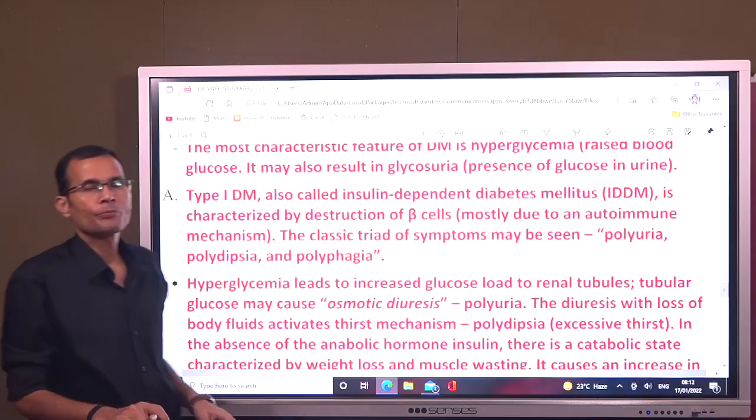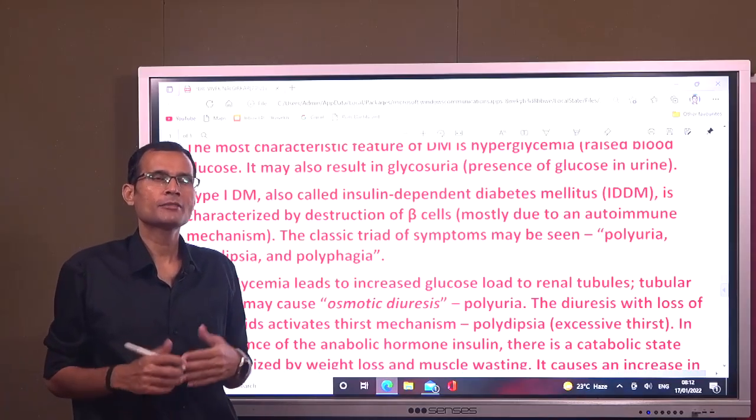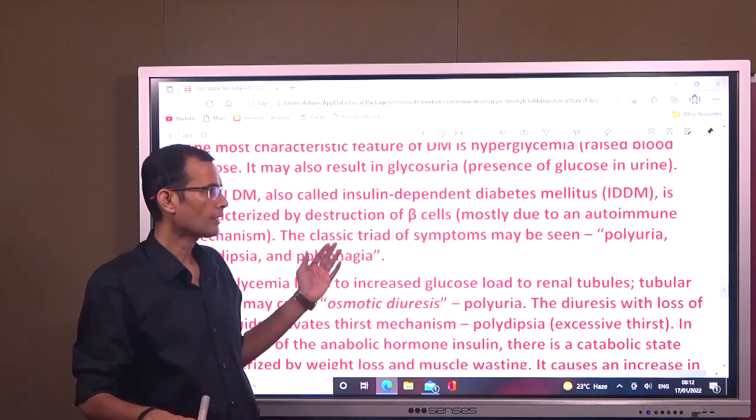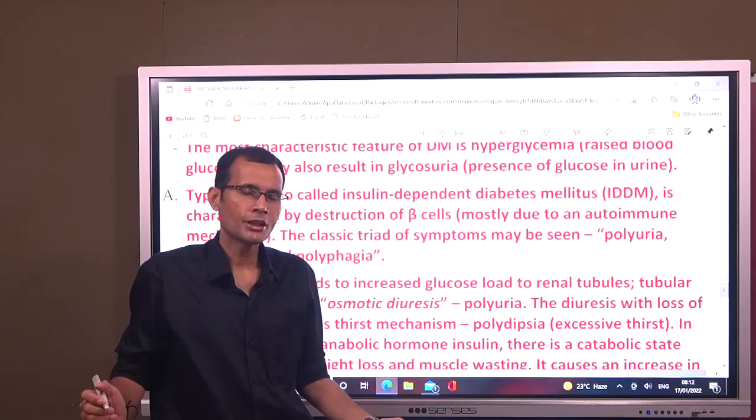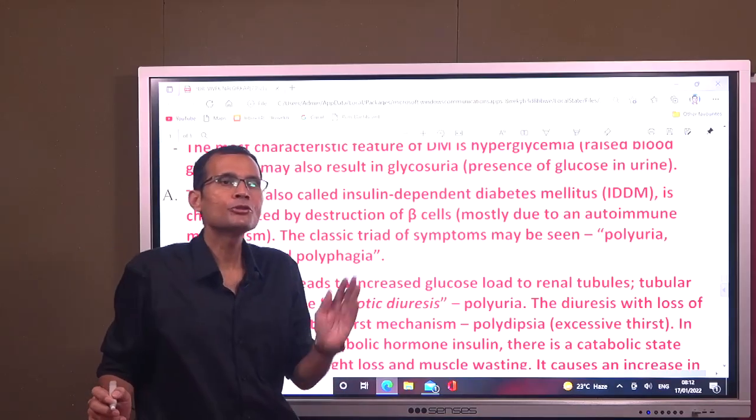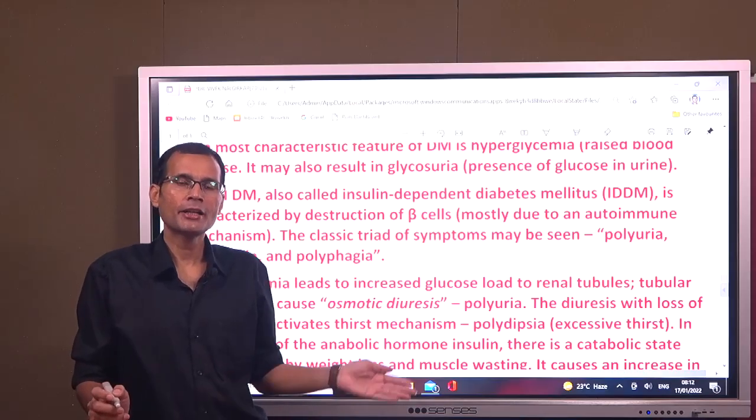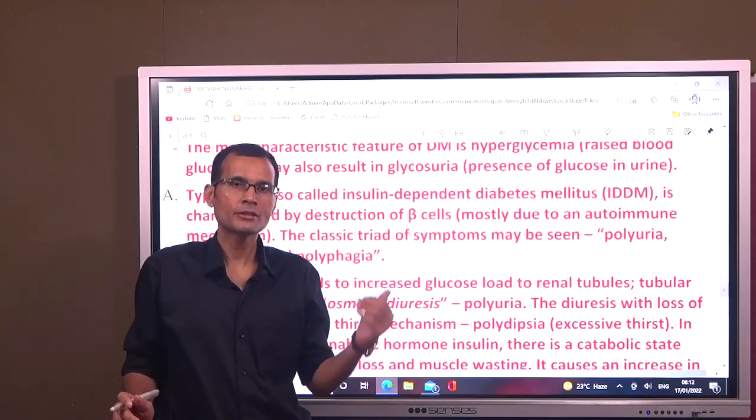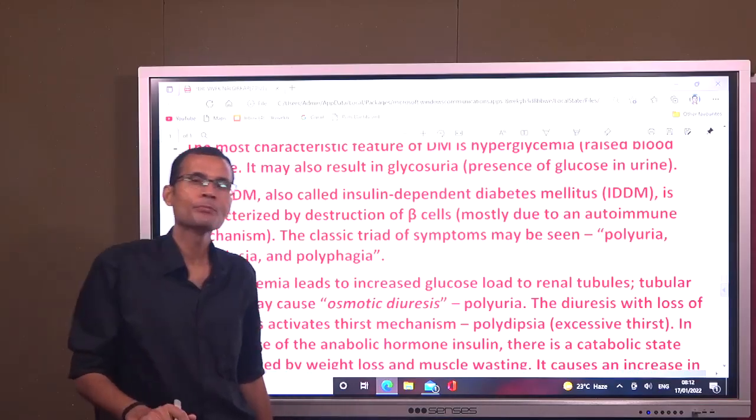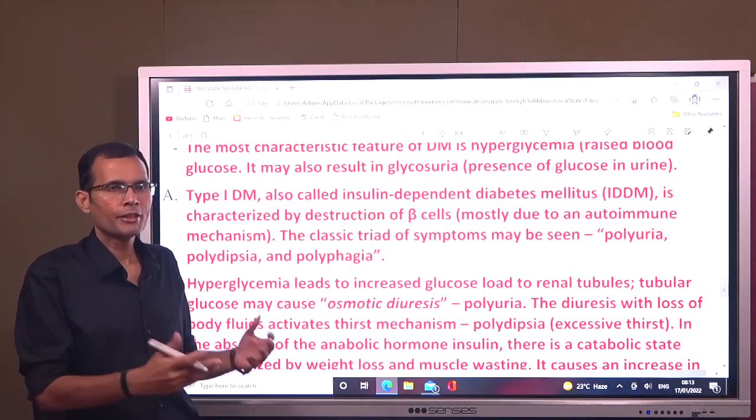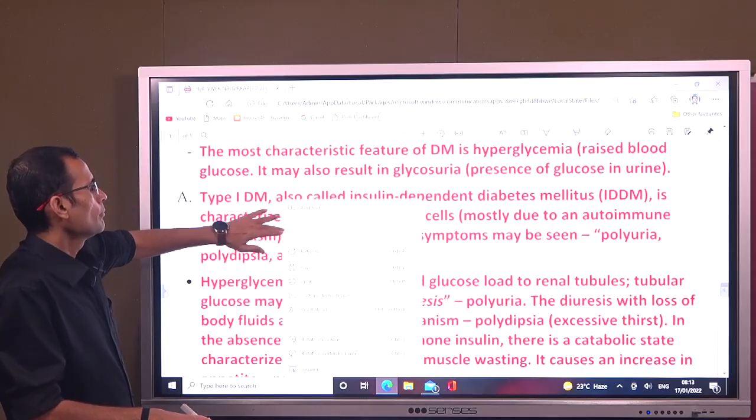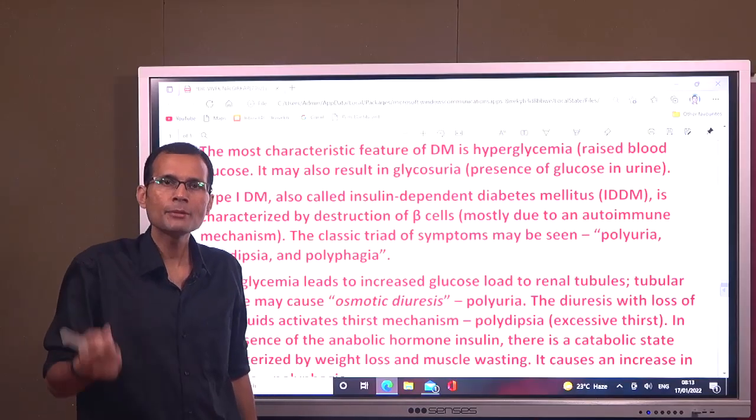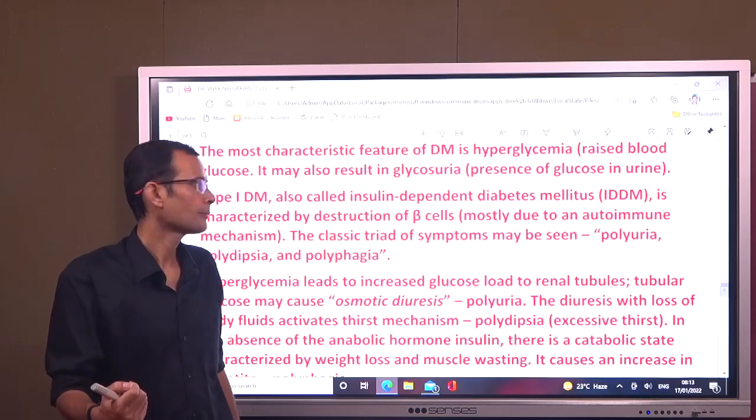Type 1 and type 2. Type 1 diabetes was previously called juvenile onset diabetes. It starts at a very young age, and it's called insulin dependent diabetes mellitus, IDDM, because there is an absolute lack of insulin, and therefore the person has to be administered insulin exogenously, right? It's insulin dependent. It starts at a very young age. Mostly this type 1 is autoimmune in nature. There are antibodies that will destroy the pancreatic beta cells.